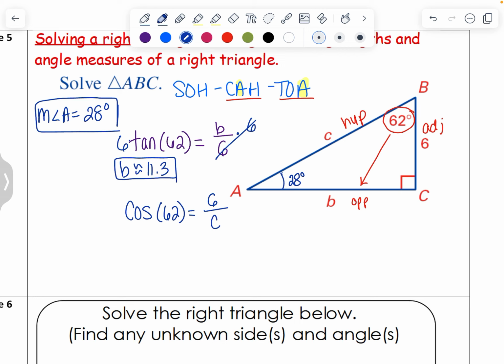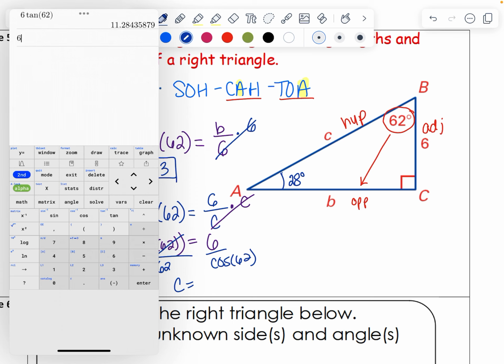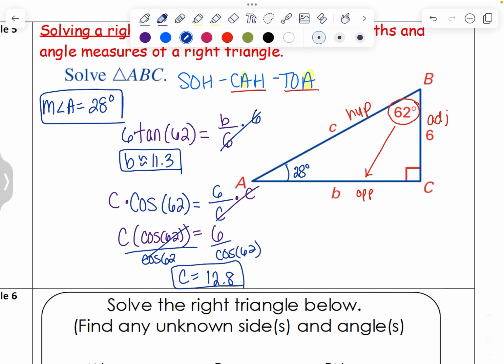There's 2 steps involved in solving this one though, because first you have to multiply by C to get C out of the denominator over here. And then we get C times the cosine of 62 equals 6. So then to get C by itself, we have to then divide by the cosine of 62 on both sides. So it ends up being C is 6 divided by cosine of 62 degrees, which is approximately 12.8. And now I found my missing side lengths and my missing angle, and so the triangle is solved.